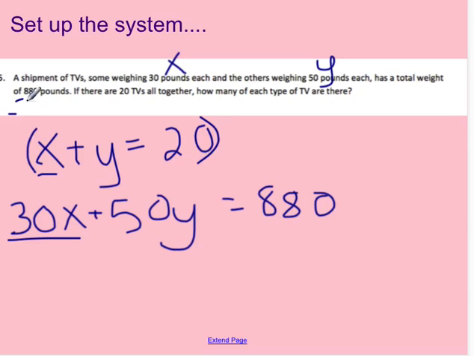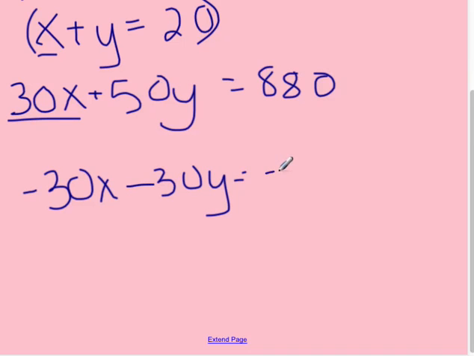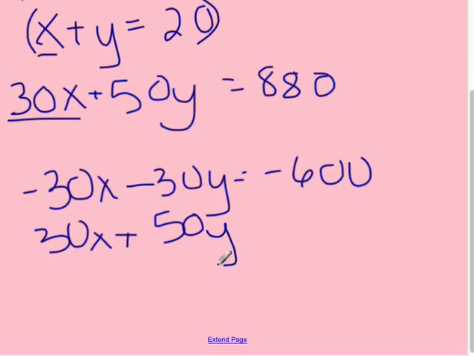So I'm going to go ahead and multiply the first equation by negative 30, because that's how I can take 1 and multiply to get negative 30. So then I get negative 30x minus 30y is equal to negative 600. And then the other equation is positive 30x plus 50y is equal to 880.